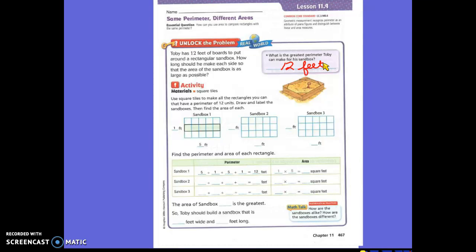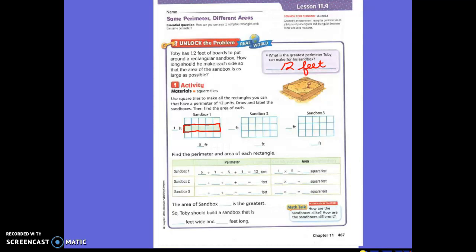We're going to use square tiles to make all the rectangles that we could make that have a perimeter of 12 units. Draw and label the sandboxes. Remember, perimeter is going from one line to another. So we can start here and go 1, 2, 3, 4, 5, 6, 7, 8, 9, 10, 11, 12. So our perimeter is 12.